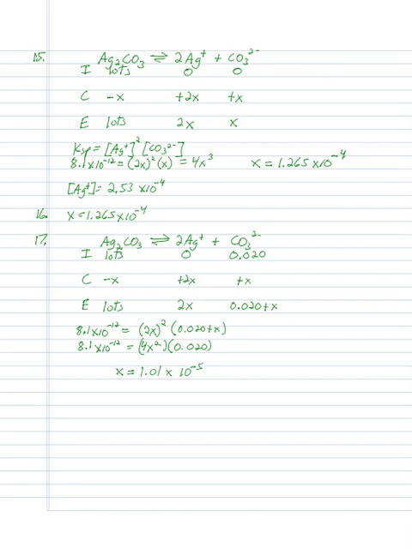And again, it asks for the equilibrium concentration of silver, which is equal to 2x. So the concentration of silver turns out to be 2.01 times 10 to the minus 5.